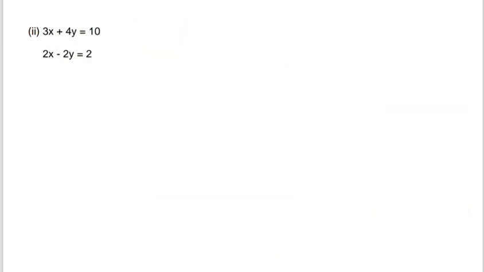The second one: 3x plus 4y is equal to 10 and 2x minus 2y is equal to 2. Let's write the equations. This is your first equation and this is your second equation. Now let's multiply these equations with a number so that we can cancel one variable, either x or y. We have 3x and 2x. To cancel the x variable we should multiply equation 1 with 2 and equation 2 with 3.